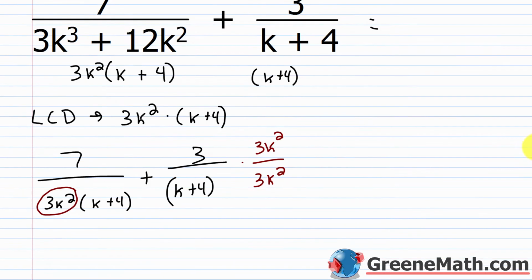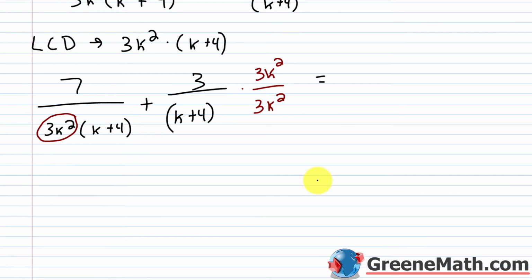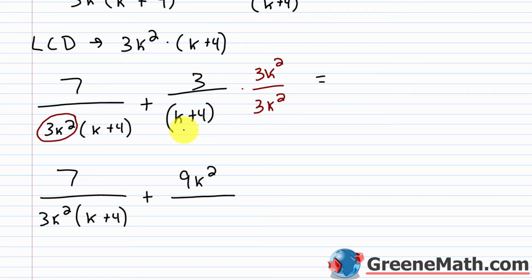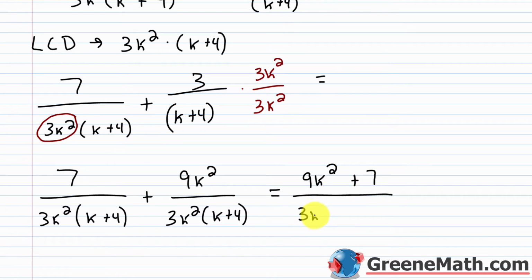Let's scroll down a little bit. So this equals, I'll rewrite this first, 7 over, again, 3k squared times the quantity k plus 4. As I just said, 3 times 3k squared is 9k squared. And this is over 3k squared times the quantity k plus 4. So now I have a common denominator, right? This denominator is the same as this denominator. So I can just add the numerators. And so basically what I'd have is just 9k squared plus 7 over that common denominator of 3k squared times the quantity k plus 4.